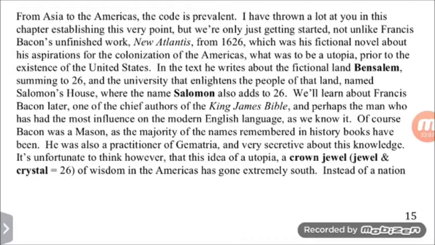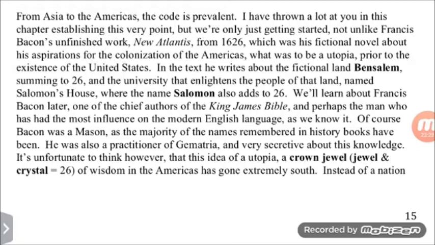We'll learn about Francis Bacon later, one of the chief authors of the King James Bible, and perhaps the man who has had the most influence on the modern English language as we know it. Of course, Bacon was a Mason, as the majority of the names remembered in history books have been. He was also a practitioner of Gematria, and very secretive about this knowledge.